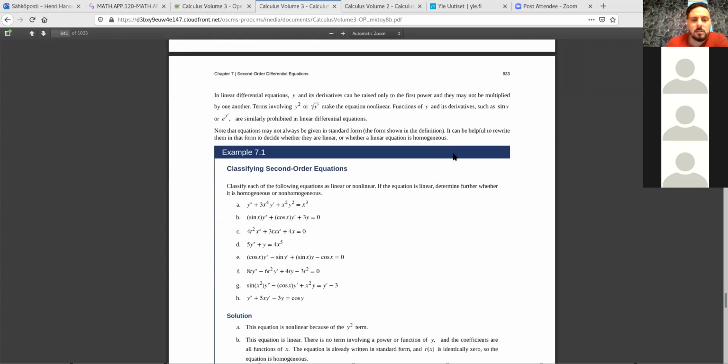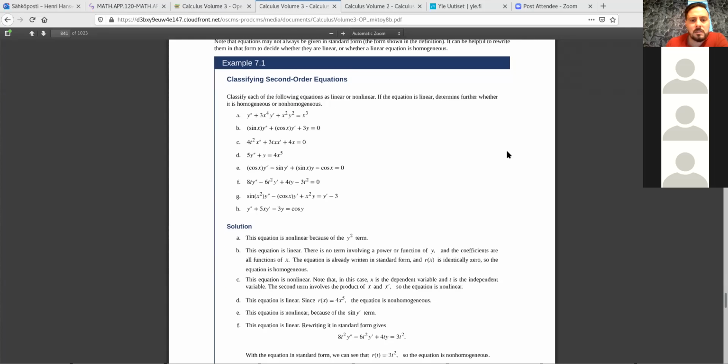So here, let's look at some of the classifications. Here are examples. Let's first look at this A. This equation is not linear because it has the term y squared. That's not allowed. Only y prime and y double prime can be there, and their multipliers can only depend on x, never y. The second one is linear, and it is homogeneous because there is a 0 on the right-hand side and nothing depends on x directly.